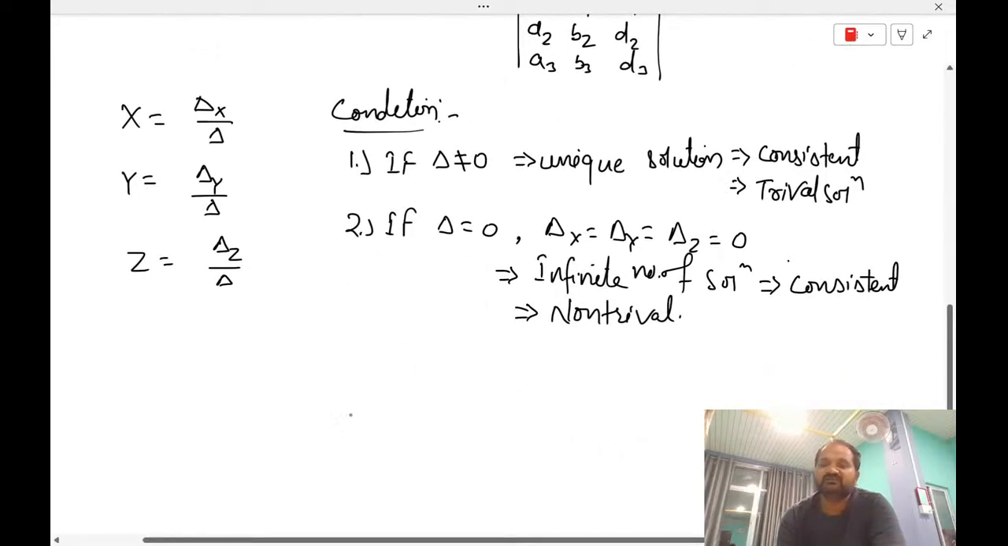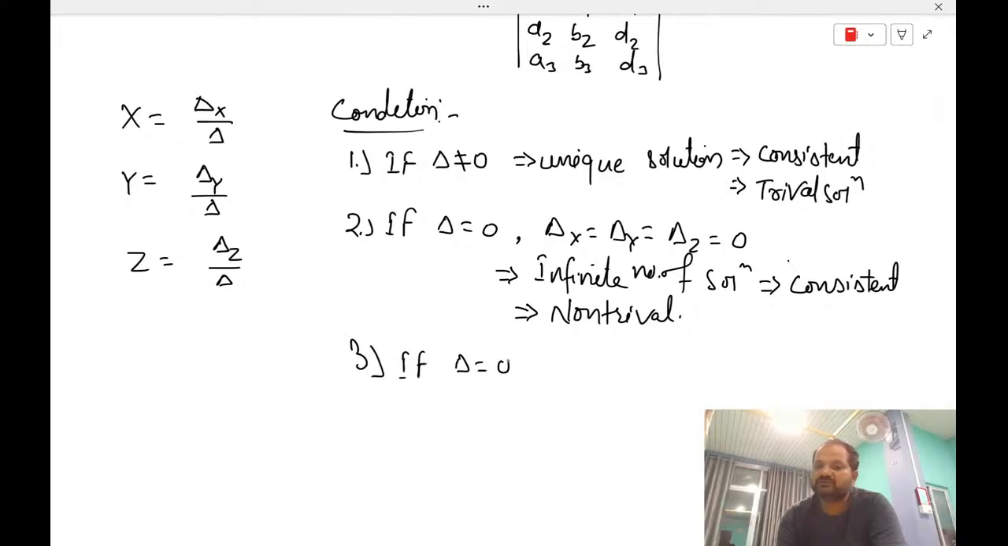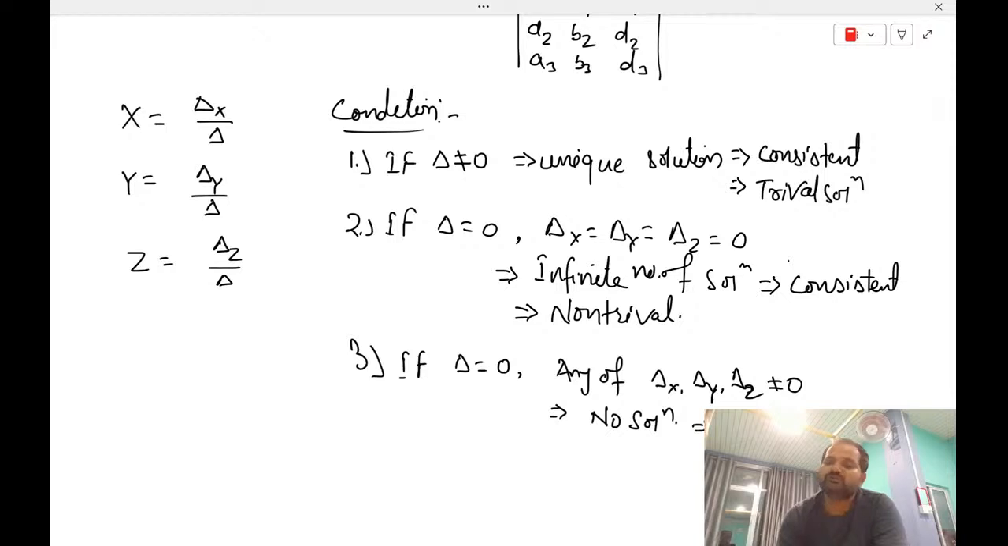And in the third case, delta will be 0, and any of delta x, delta y, or delta z is not equal to 0. So if delta is equal to 0, it is also the non-trivial case, and it has no solutions. If there are no solutions for x, y, z, it is called inconsistent.